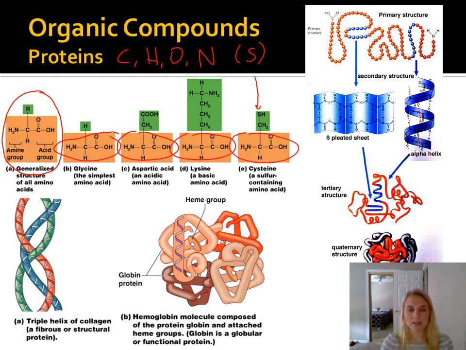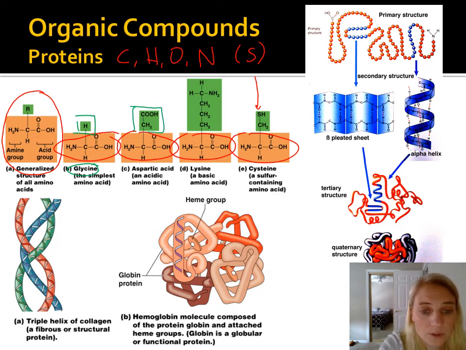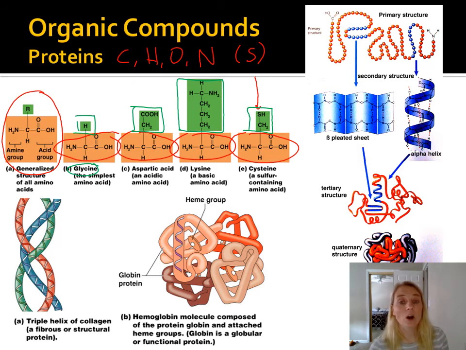Okay, so that's that skeleton. But what is different is in the green box, and this is what we call the R group. If you have a hydrogen as your R group, you are the amino acid glycine, and you have certain chemical characteristics. If you have other combinations of more different kinds of atoms, these are different amino acids. So this shows us glycine, aspartic acid, lysine, and cysteine.